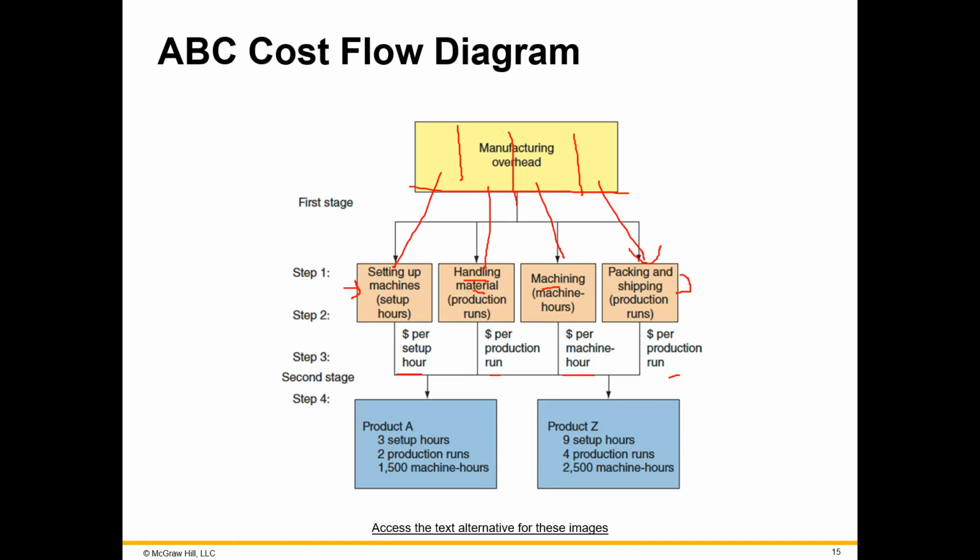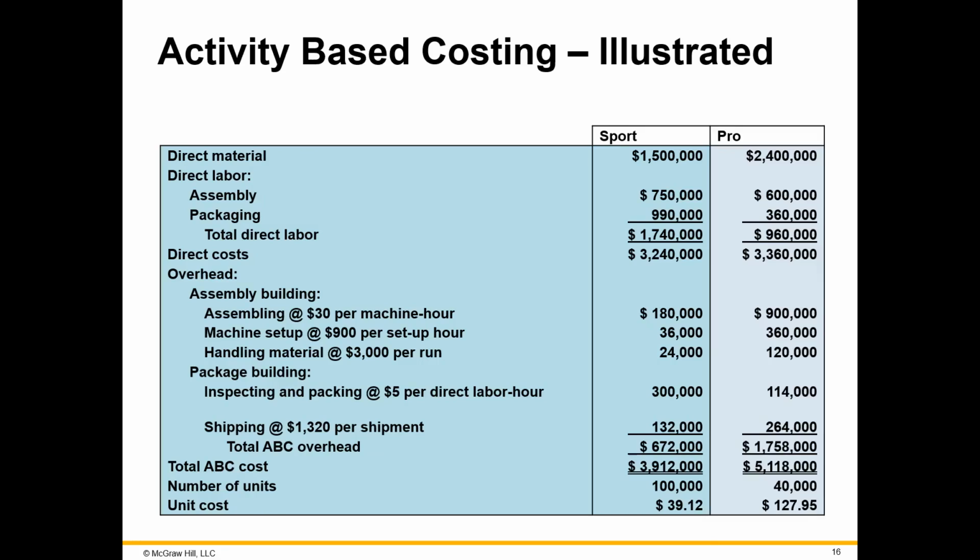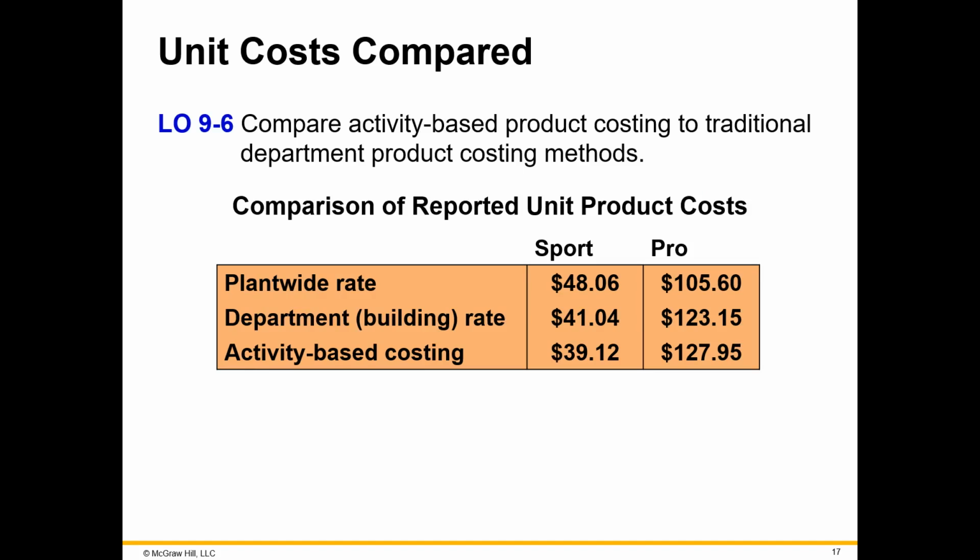And here's what this information would look like in a report. Again, instead of seeing just one total for overhead, this total is split up into subcategories. So it's just another way to track costs a little bit more accurately. And depending on what methods we choose to allocate costs, of course, the unit product costs are going to be different. So if we do a plant-wide rate in this situation, the product cost for sport is $48. If we're doing a department rate, in this case, the sport unit cost is lower. And if we do activity-based costing, it's even lower. As compared to the pro line, where the different rates seem to increase the amounts.